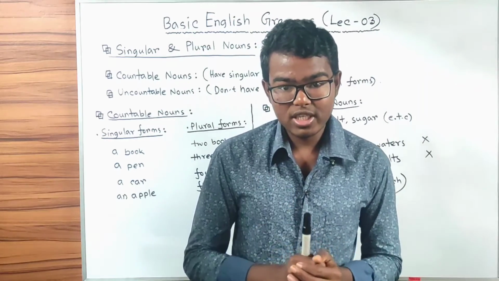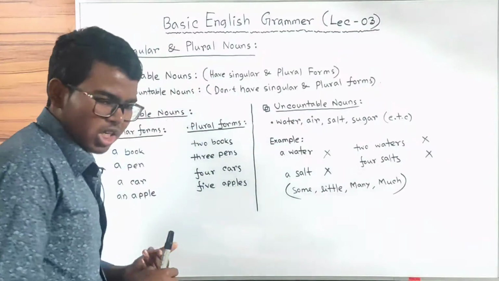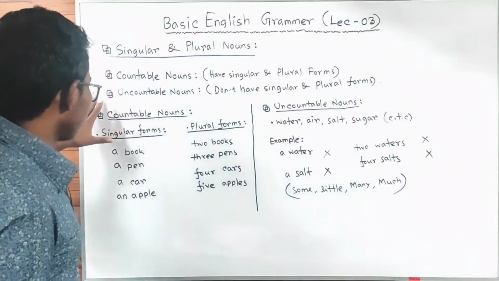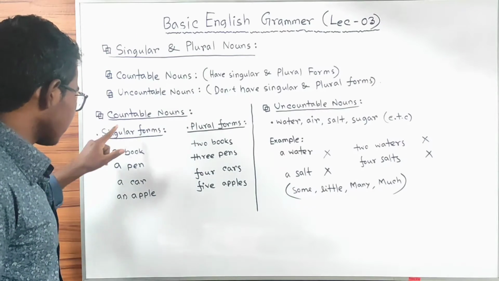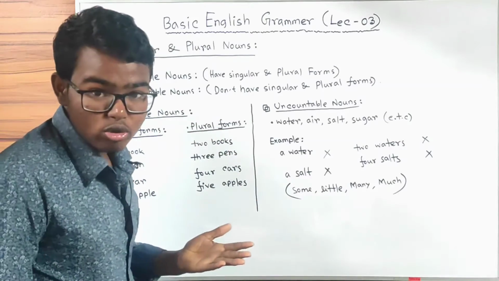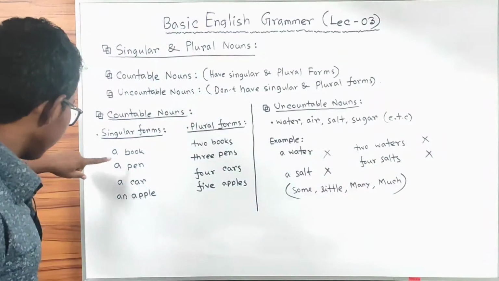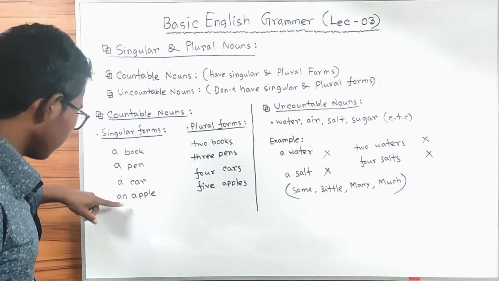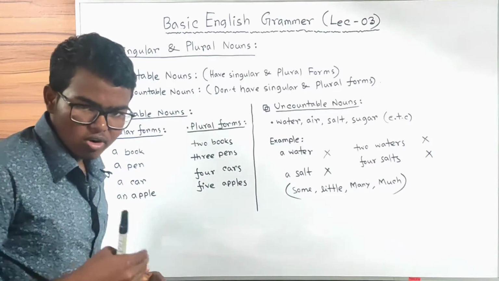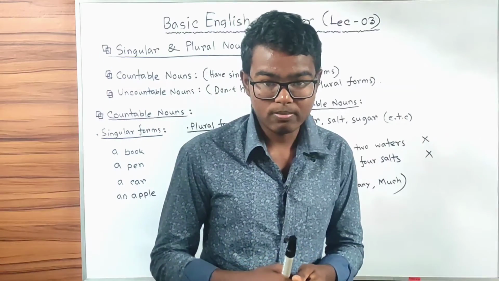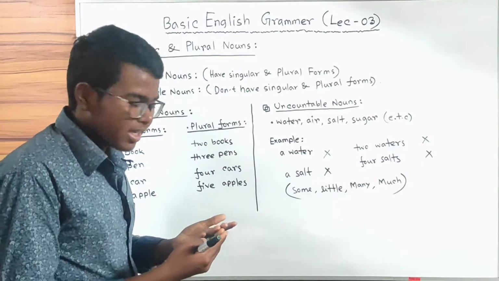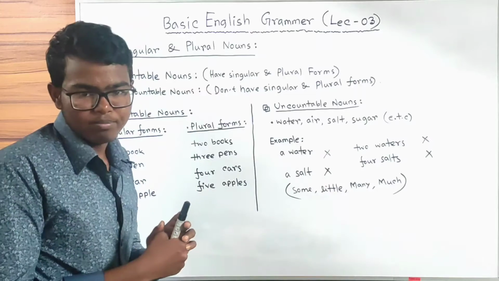Now we will first discuss countable nouns. Countable nouns are those nouns which we can count. Here some examples of countable nouns are given. These are the singular forms and these are the plural forms. As I told you some time before, we use indefinite articles a or an in front of a singular countable noun, but we use s or es at the end of plural nouns.